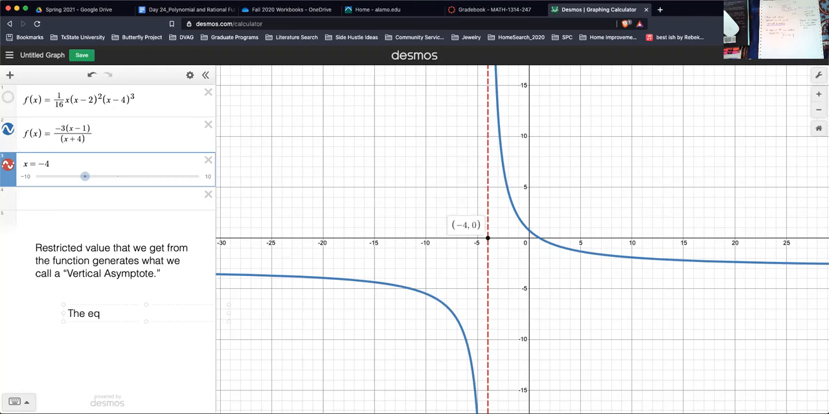So let me type that out. The equation for the vertical asymptote is x is equal to negative 4.